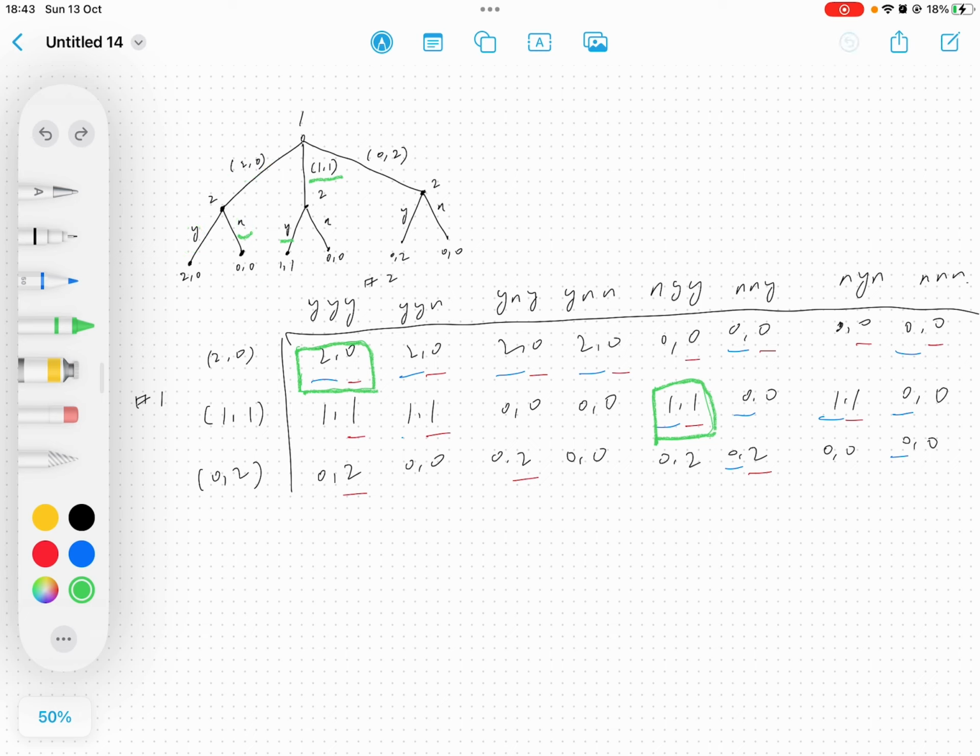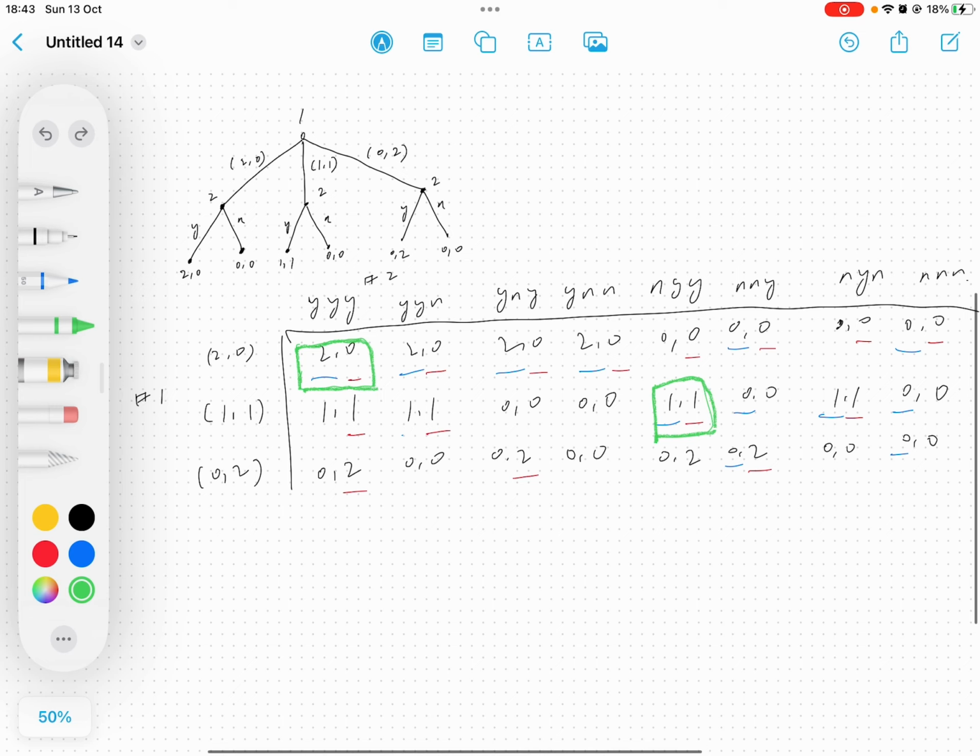You can verify by yourself all the other outcomes, which are implausible. From here we can have some notes. All those are contingent plans for player 1 and player 2.